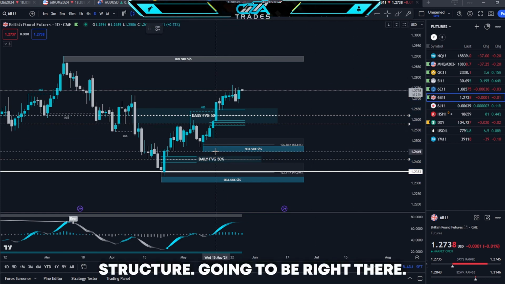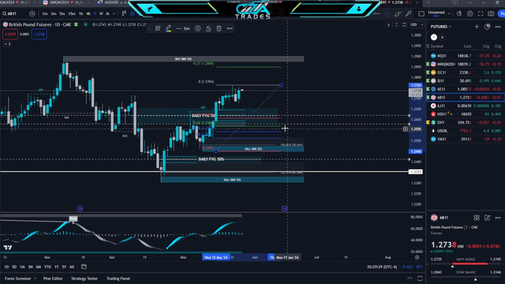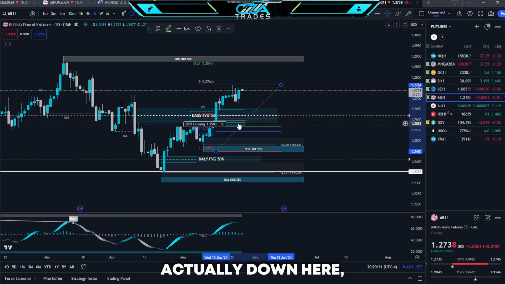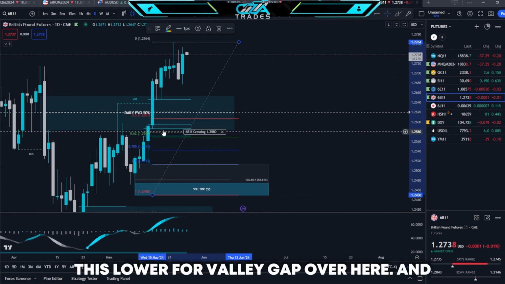Closest price structure. Gonna be right there. So the optimal trade entry is gonna be actually down here, 1.2580. We're looking for this lower fair value gap over here.